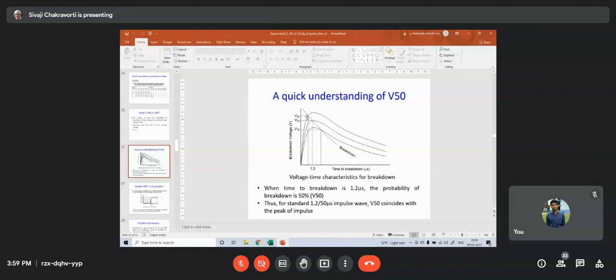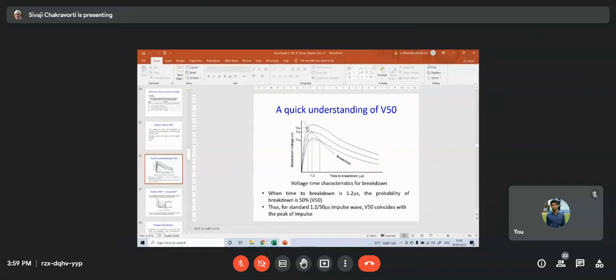Well, this is obtained with the help of probability of breakdown. That means for every impulse, we observe the probability of breakdown. We apply n number of impulses and find out what the probability of breakdown is. We find that for the curve which cuts at the peak, the probability is 50%. For the voltage curve cutting on the wavefront, the probability is higher than 50%. And for the curve cutting on the tail, the probability is less than 50%. So we can easily identify whether the breakdown has occurred on the peak by means of 50% breakdown.